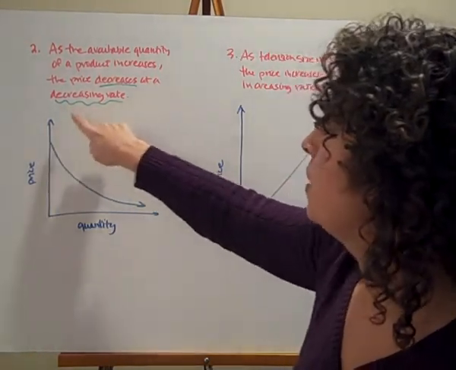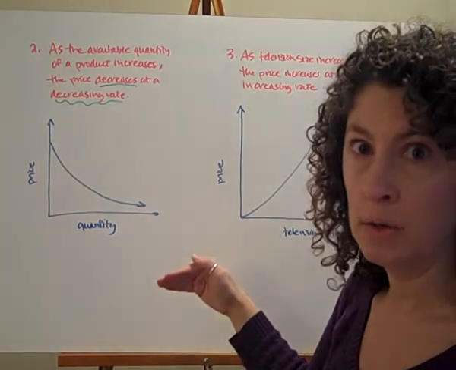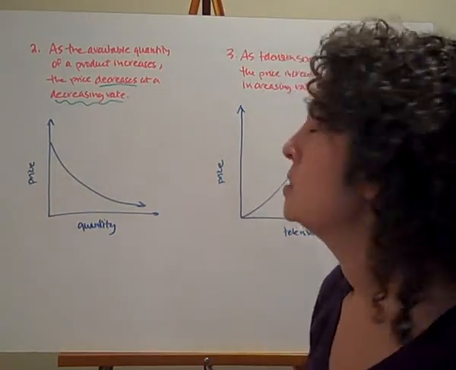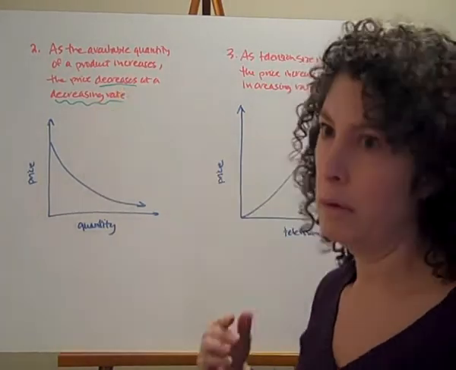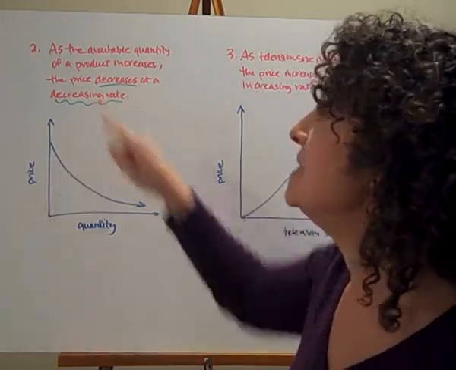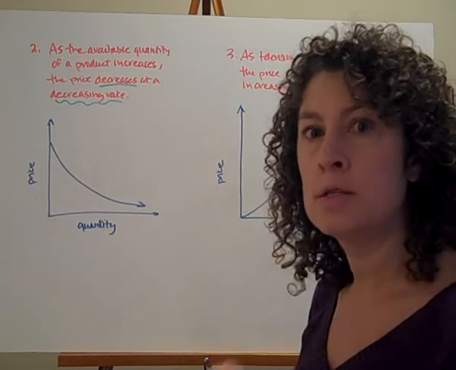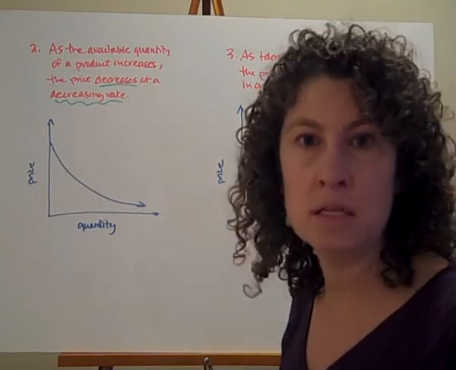Now, when I think about a decreasing rate, I already know I'm starting up high and going down low. I'm going to think about what that means. And I typically think about a roller coaster. So if I'm on a roller coaster and I'm decreasing, I'm going down the scary part, at a decreasing rate. That would mean I'm getting slower and slower and slower because my speed is getting slower and slower.